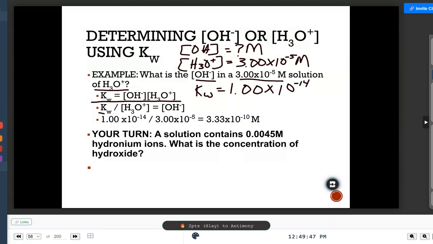No unit on that. Now we can take our values and we can plug them into a formula after we rearrange the formula. Notice we rearranged our formula here to solve for hydroxide. And so hydroxide is the Kw divided by hydronium ion concentration. And so then we take those values. This could have an M on it, right? But this one doesn't have a unit. And so then we get our answer of 3.33 times 10 to the negative 10th molar.